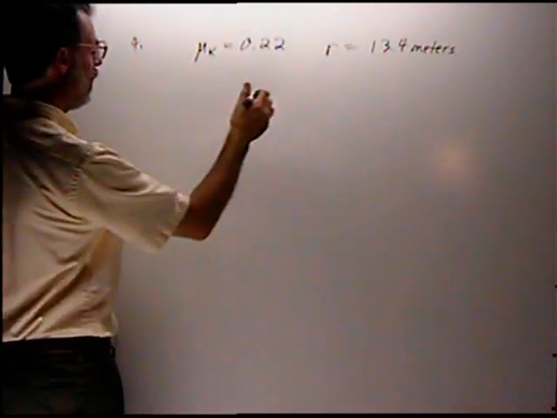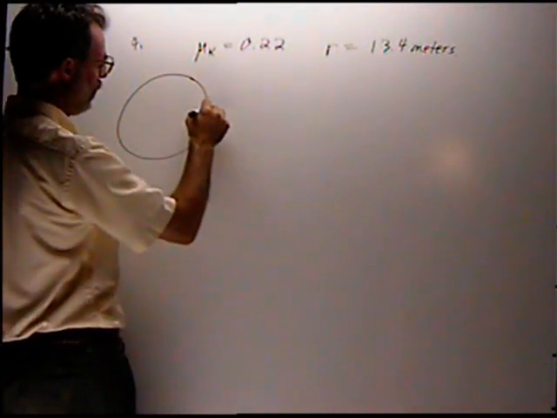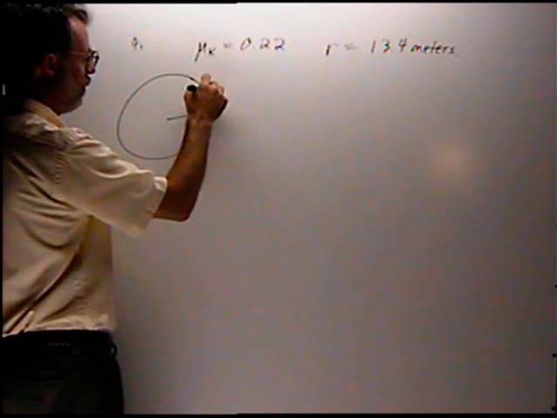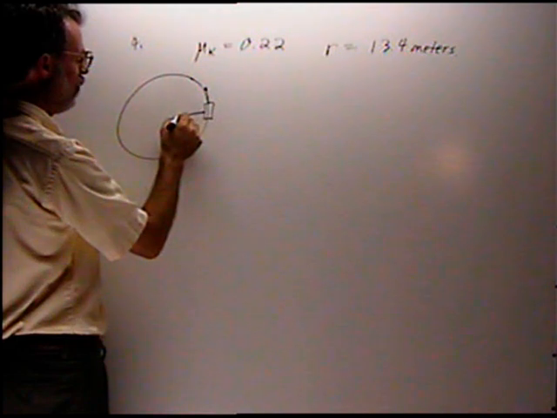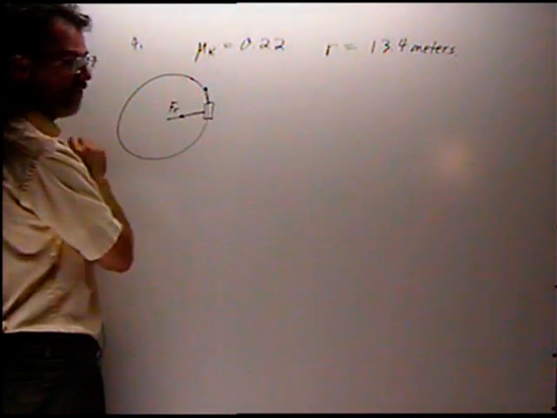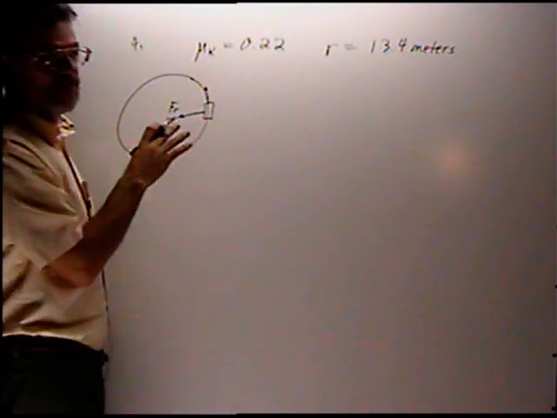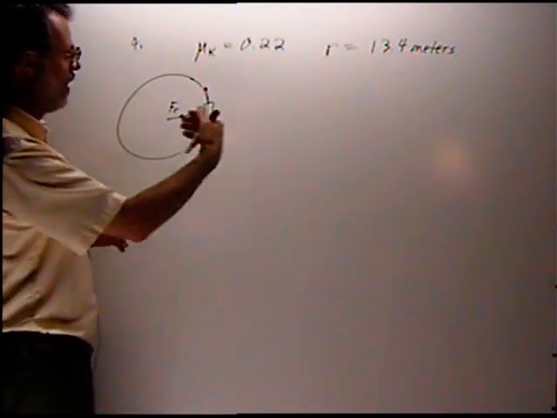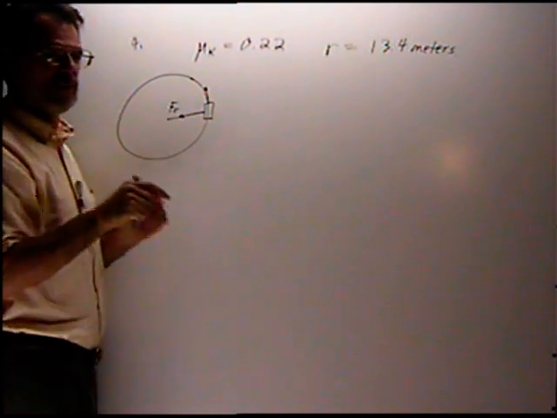If you can picture this, you have a car traveling around in a circle. It's going a certain speed. And in order for the car to travel in a circle, there has to be a centripetal acceleration and a centripetal force right to the center, as we know. Now, what supplies the centripetal force? Well, it's the contact of the wheels with the road.